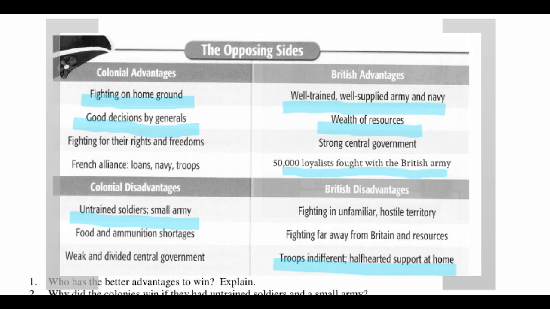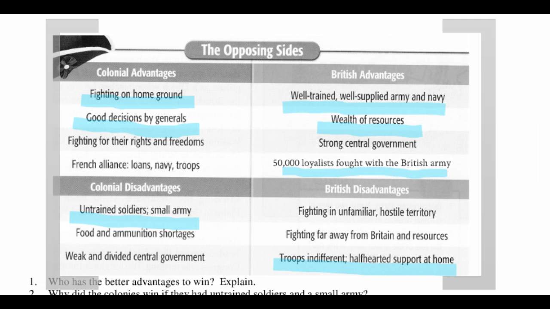But you can see here the colonists are not without some significant advantages. All right, they are fighting on their home turf. The British are coming across an entire ocean and really would prefer not to be there if they didn't have to be there. They weren't fighting with passion the way that the colonists were.